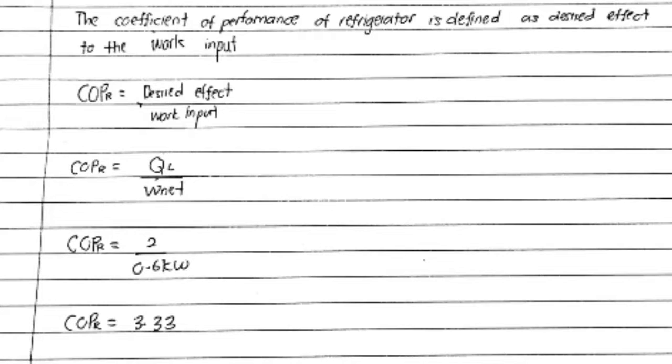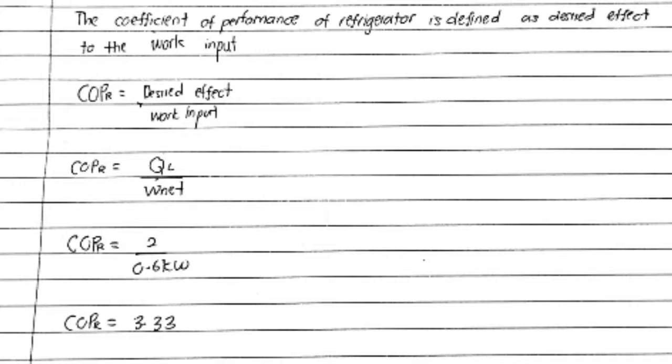Next, the coefficient of performance of a refrigerator is defined as the desired effect to the work input. So we can use COPR equal to QL over W net. So we put in the value, 2 over 0.6 kilowatt.